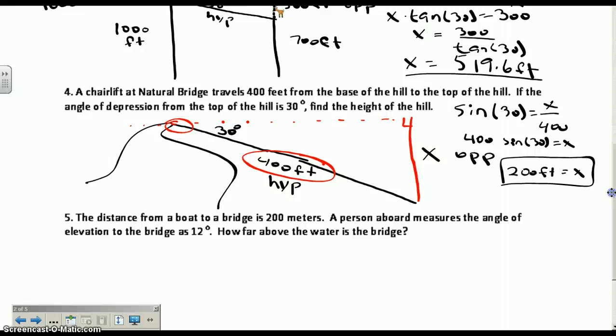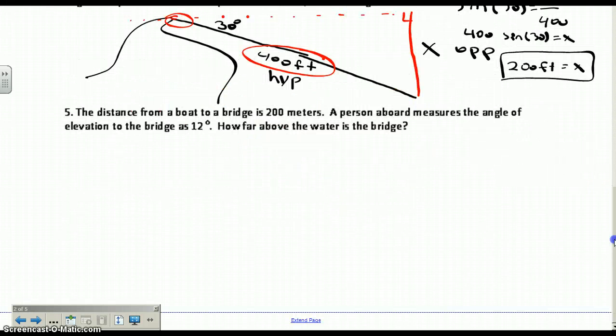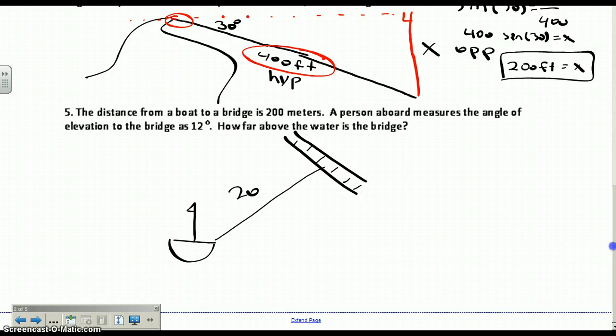This one's kind of tough to draw, because I cannot draw a boat. We're going to try. So the distance from a boat to a bridge. Okay, here we go. Here's my boat-ish. Okay, we got our boat. It's 200 meters from a bridge. Let me draw a bridge. Kind of looks like the ladder we drew a few times, whatever. So we have our boat to the bridge is 200 meters. So let me draw that distance right here.